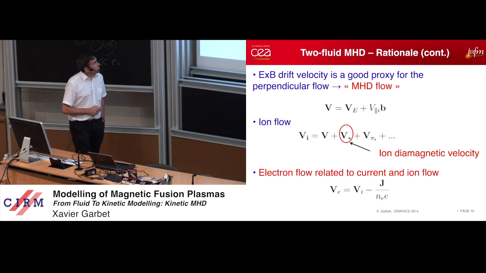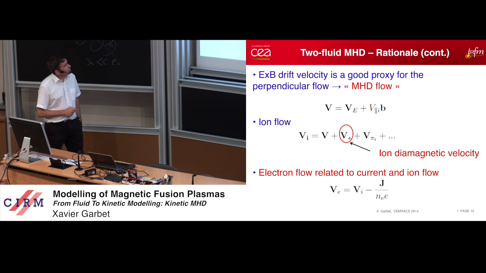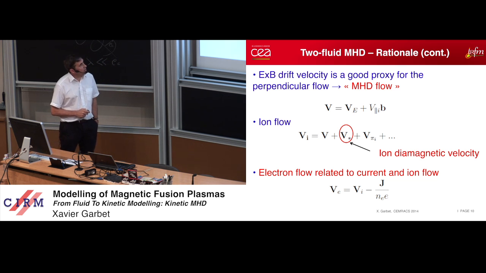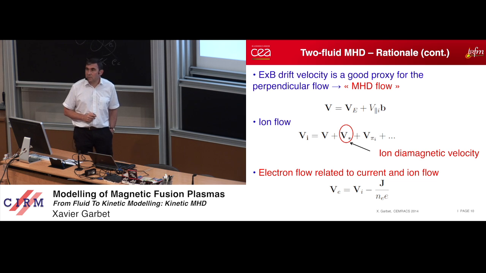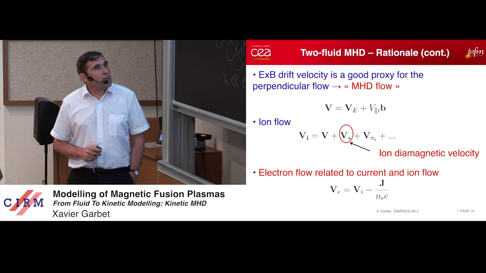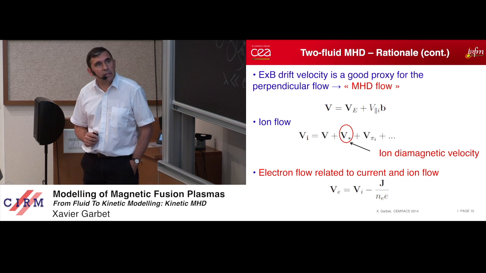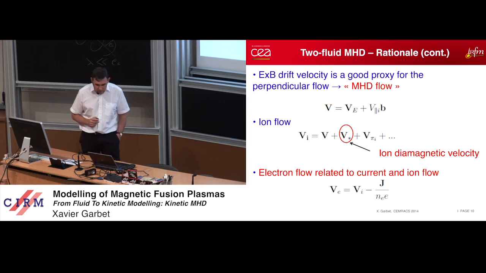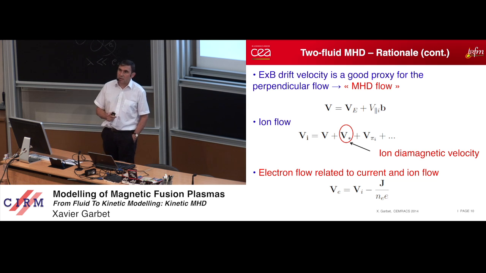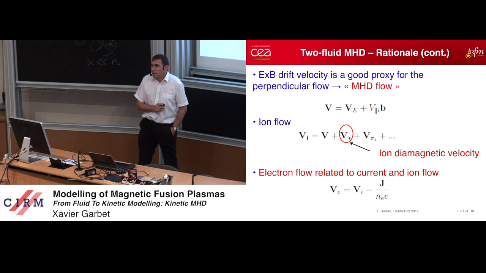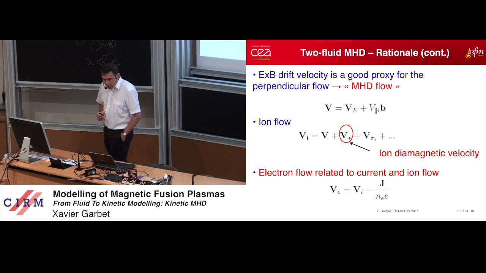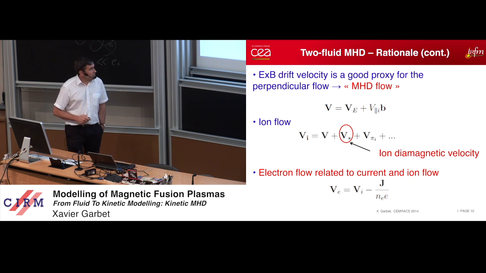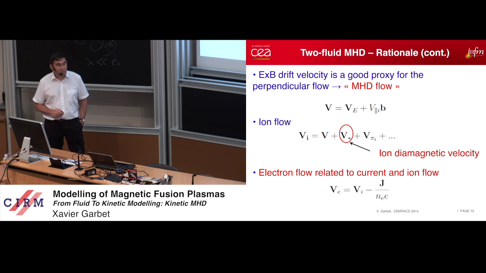And in that definition, the ion flow is the sum of the MHD flow plus the ion diamagnetic velocity, plus plenty of corrections. Okay? And the electron flow, well, that's the easy part. Because in principle, what you like to manipulate or to play with in MHD is a current. Because the current is related to the magnetic field, right? Via the Maxwell equation.